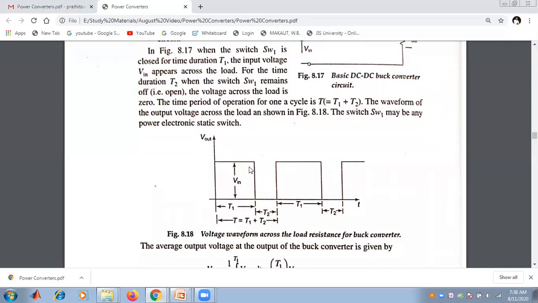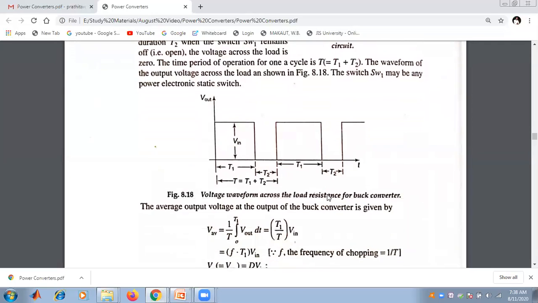And these cycles are repeated in nature. So what is the average output voltage from a buck converter? The average output voltage from a buck converter can be calculated as the summation of the total output voltage, that is the integration over 0 to T of V out dt, divided by the time period T, that is 1 by T.